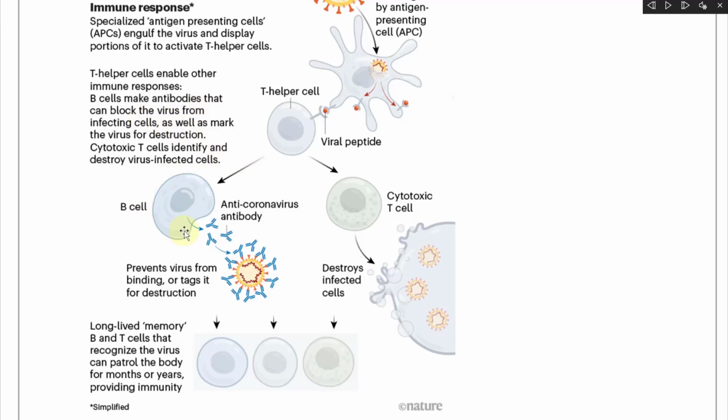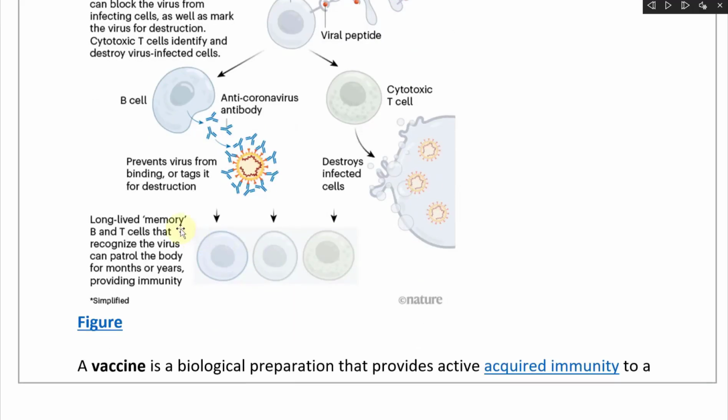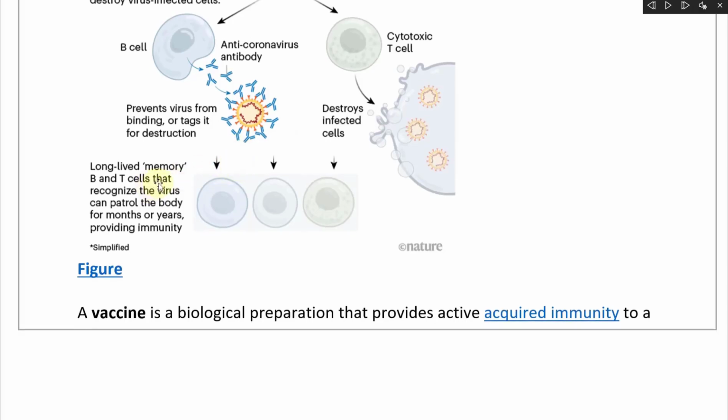So this B cell makes these antibodies. Once it gets this peptide, it knows it. So it makes anti-coronavirus antibodies that can connect onto the virus on the surface, and then the virus can't infect other cells. So it prevents the virus from binding or tags it for destruction, and other cells can go and destroy it. And then you have long-lived memory B and T cells that recognize the virus and can patrol the body for months or years, providing immunity.